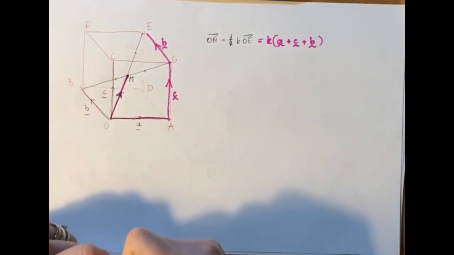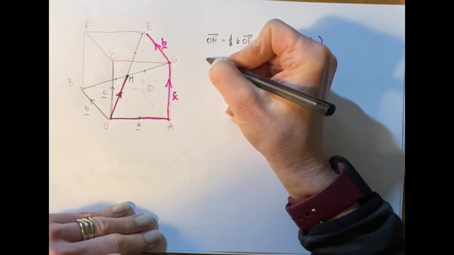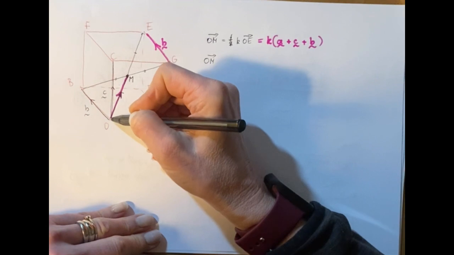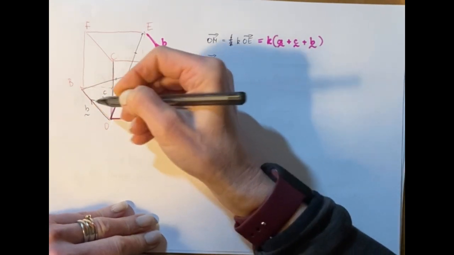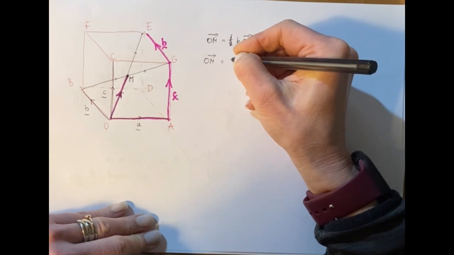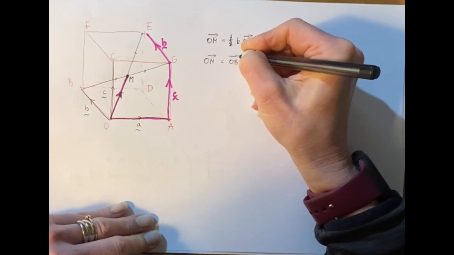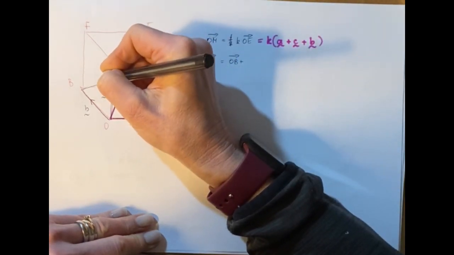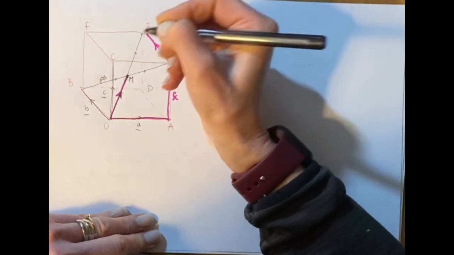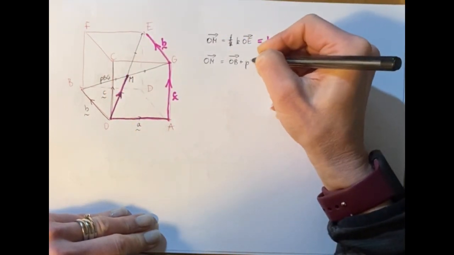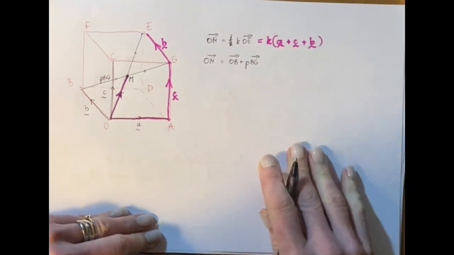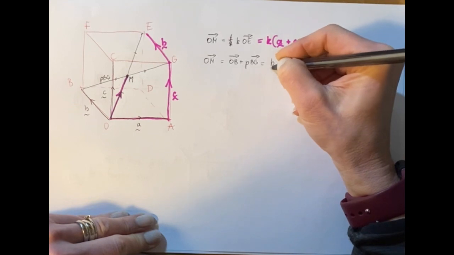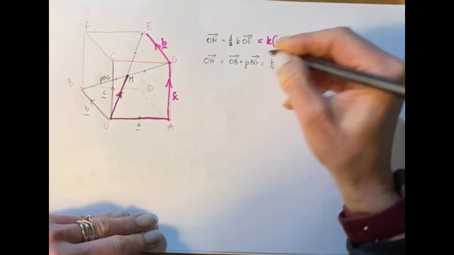Okay, let's do the second one. So the other way of getting from O to M, let's use the other diagonal. Okay, so to get from O to M, we can go along OB. So it's along vector, let's put it OB, and then add, let's put it P, lots of BG. So P lots of BG. Okay, so OB is vector B, and then you've got BG.